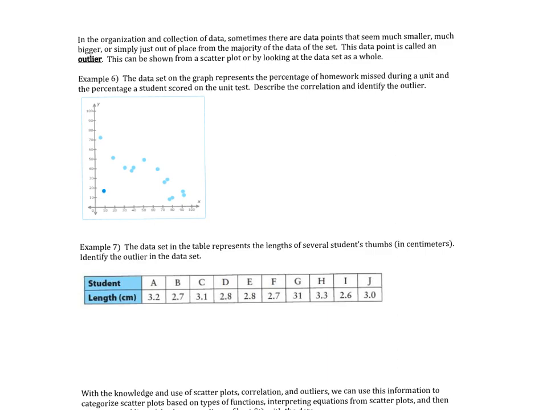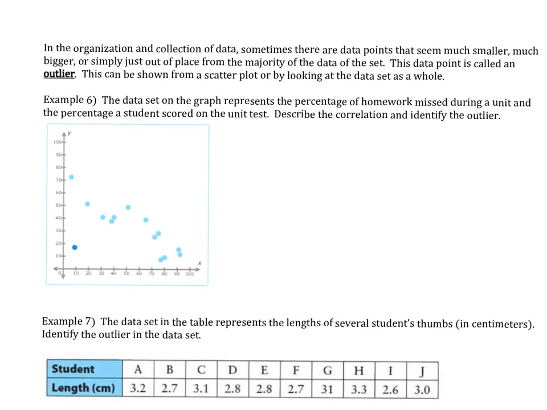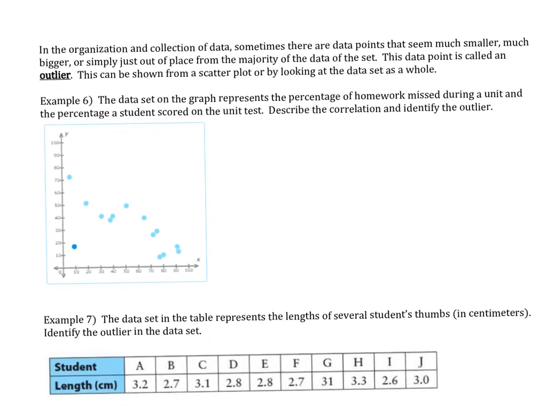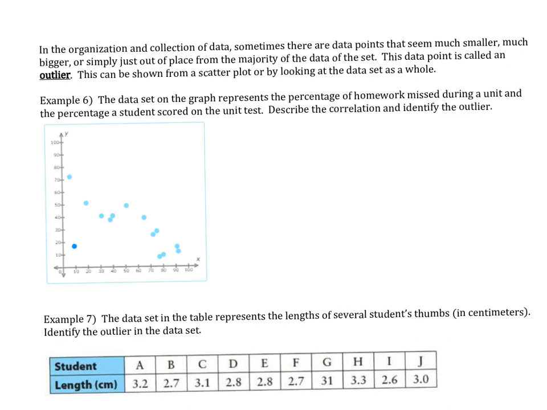All right, so we're going to go a little deeper into outliers here and see what's going on. Looking at example 6, it says the data in the graph represents the percentage of homework missed during a unit and the percentage of students scored on the test. So this is the percent of homework missed, and let's break that down. This is the percent of missed homework. And if we look up here, this is the percent that you got on the test, right?